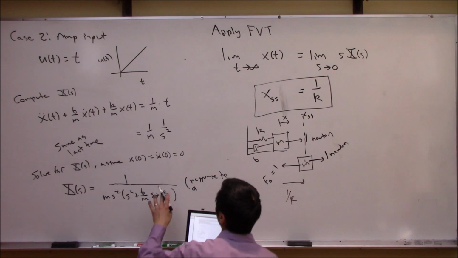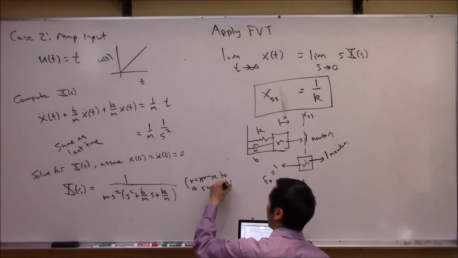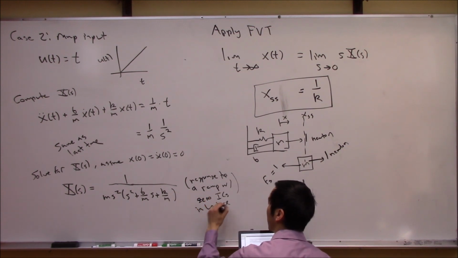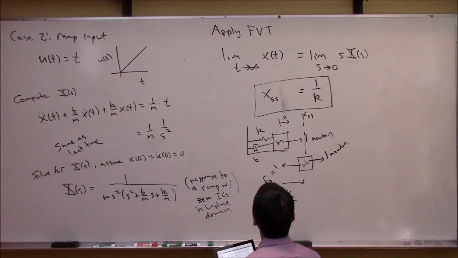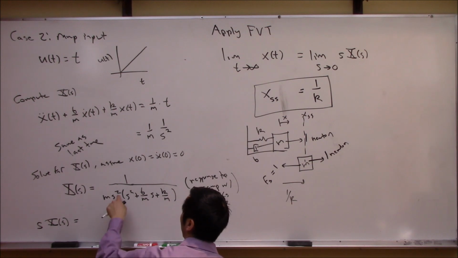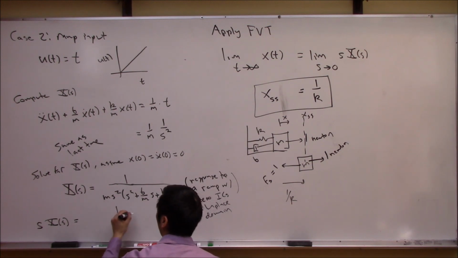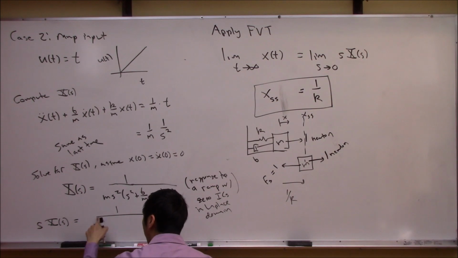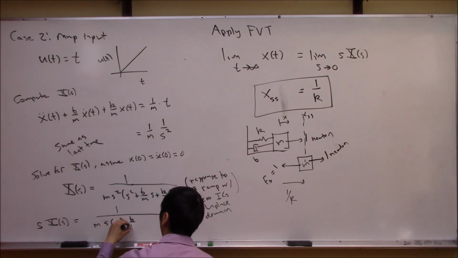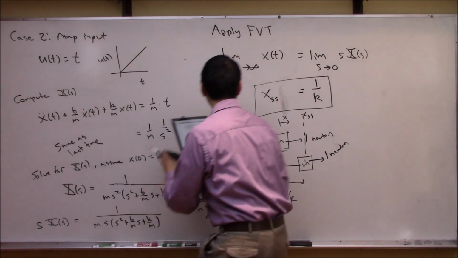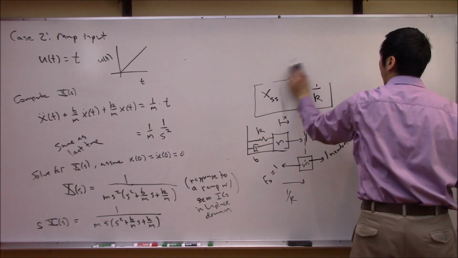So here's what we end up with. This is the response to a ramp with 0 initial conditions, right? But again, it's in the Laplace domain. In order to apply final value theorem, we need to compute the quantity s times X(s). So you see, this is actually pretty easy. All we do is take off one of these s's in the denominator, so we end up with 1 over m s times s squared plus b over m s plus k over m. Okay? Now we need to check to make sure that we are safe to apply final value theorem.